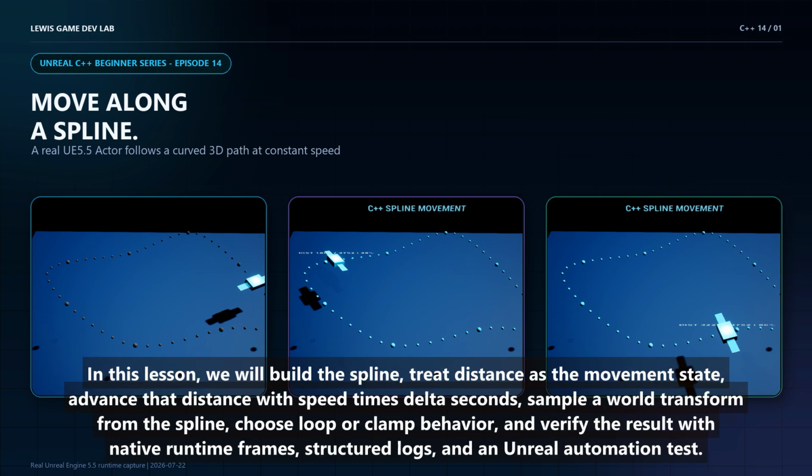In this lesson, we will build the spline, treat distance as the movement state, advance that distance with speed times delta seconds, sample a world transform from the spline, choose loop or clamp behavior, and verify the result with native runtime frames, structured logs, and an Unreal automation test.